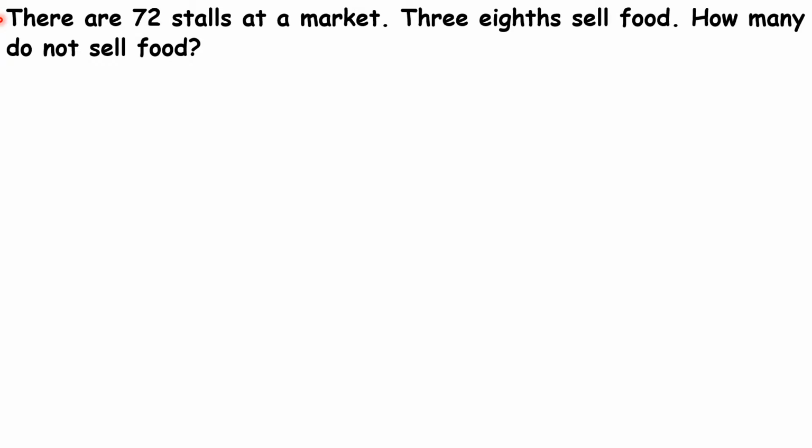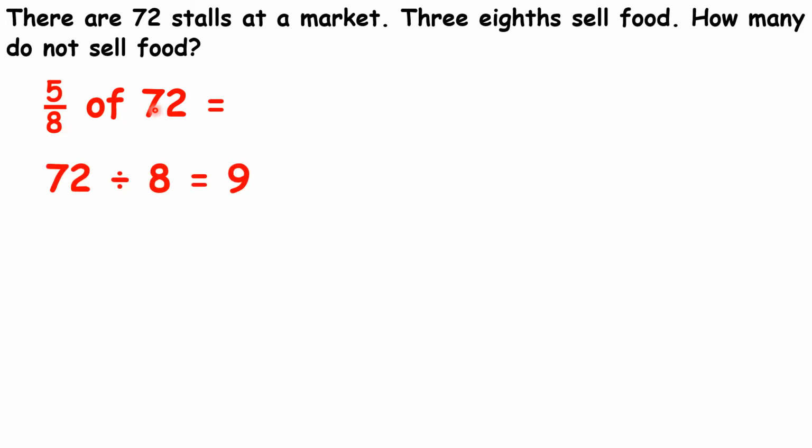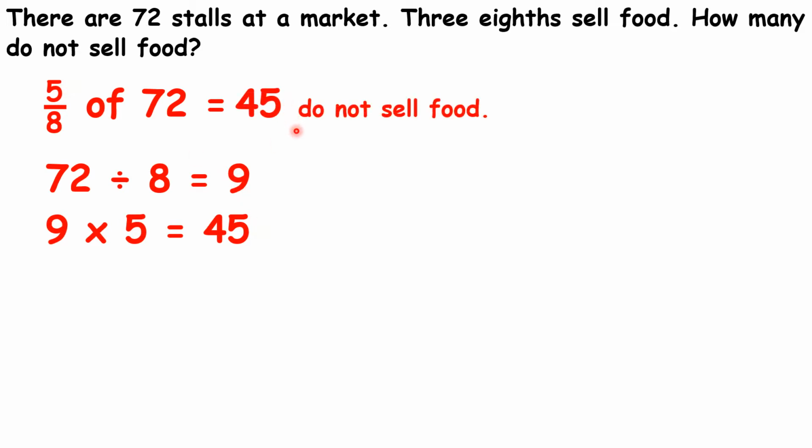There are 72 stalls at a market. 3/8ths sell food. How many do not sell food? So if 3/8ths sell food, 5/8ths must not sell food. So we can divide 72 by 8, then multiply by 5, so that means that 45 stalls do not sell food.